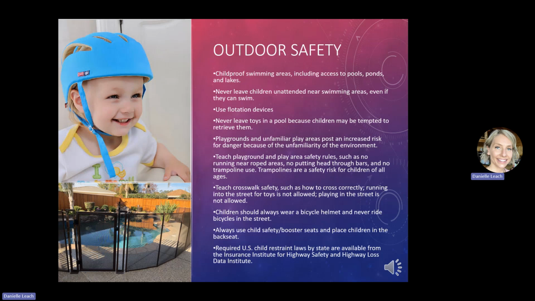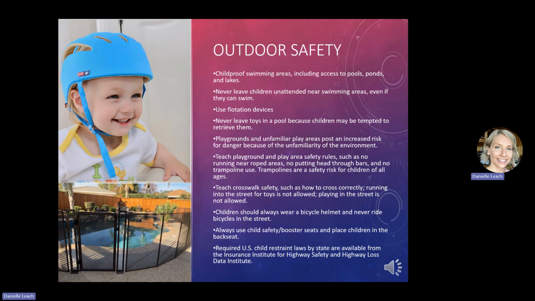We can start to teach them about crosswalk safety. So how to cross the road, how to look both ways, things like that. Making sure that we teach them not to run after like a ball that goes into the road. We want to make sure when they start riding bikes or scooters or anything like that, that they should be wearing helmets and other safety equipment and stay on sidewalks whenever possible.